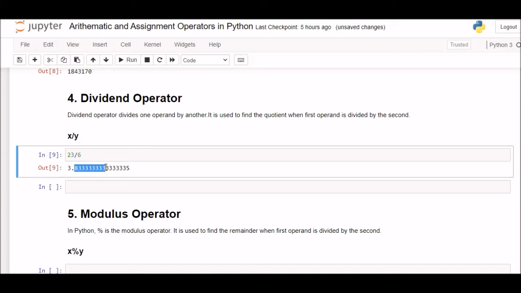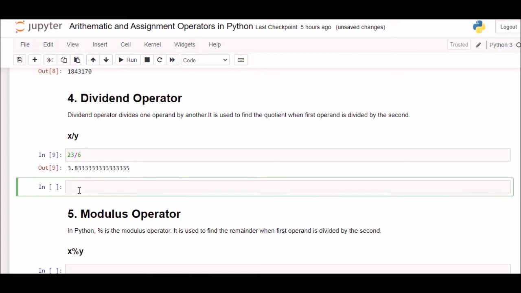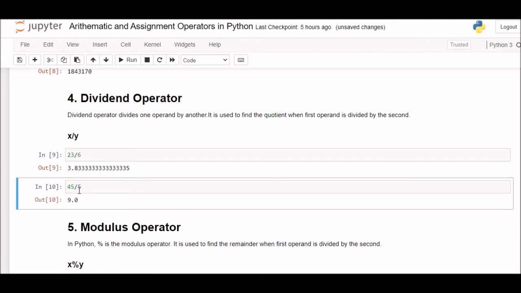Okay, now let's take another example. 44 divided by 5. Let's run the code. In this way it gives 9.0, meaning with the help of the single slash you can divide the values. It always contains a decimal part. For example, 0.0, 0.83 and so on.